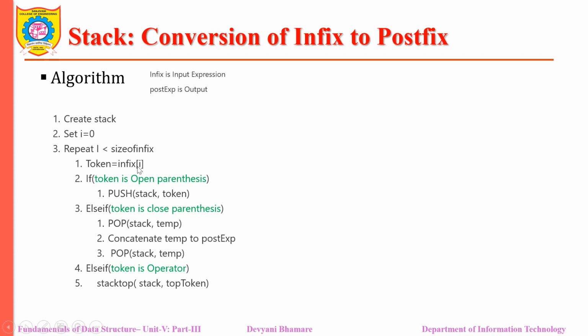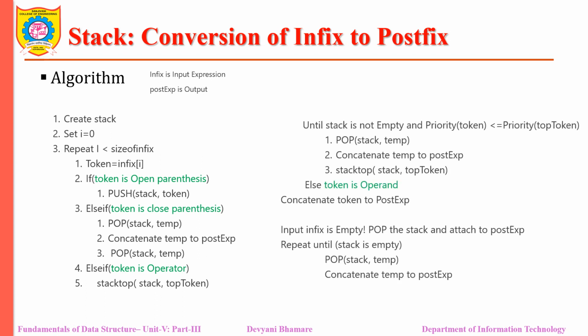We take a particular token and check whether it is an opening parenthesis, then perform push. If it is a closing parenthesis, then pop from the stack, concatenate the popped element to the output expression, and again perform pop. If the token is an operator, we consider operator precedence and check whether the stack top has higher precedence. The stack top is whatever operator is stored in the top token.